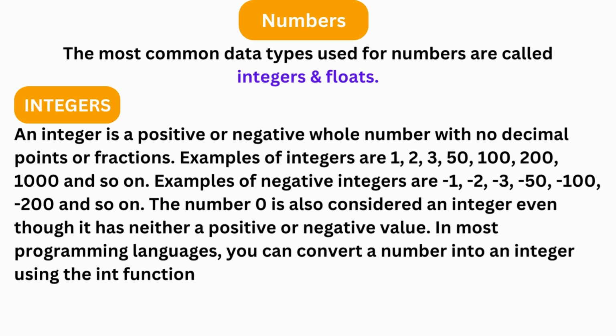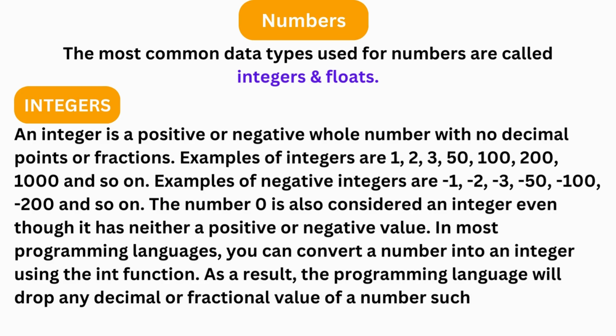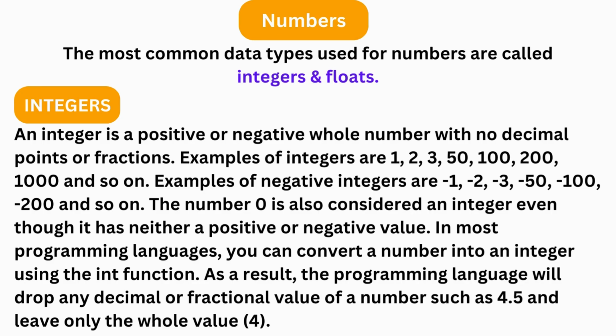In most programming languages, you can convert a number into an integer using the int function. As a result, the programming language will drop any decimal or fractional value of a number such as 4.5 and leave only the whole value, 4. This can be useful when seeking to obtain a whole number value after randomizing a range of numbers.